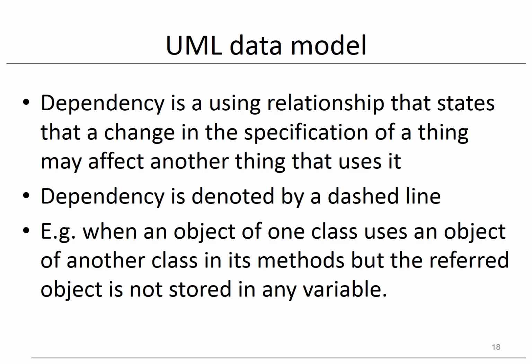Dependency is another interesting UML concept. It basically defines a using relationship which states that a change in the specification of a thing may affect another thing that uses it. It is denoted by a dashed line in the UML diagram. An example could be when an object of one class uses an object of another class in its methods, but the referred object is not stored in any variable.